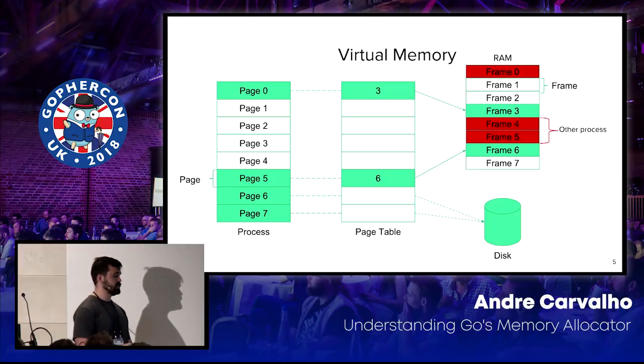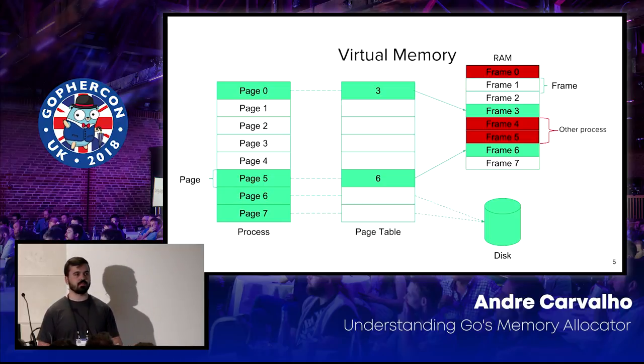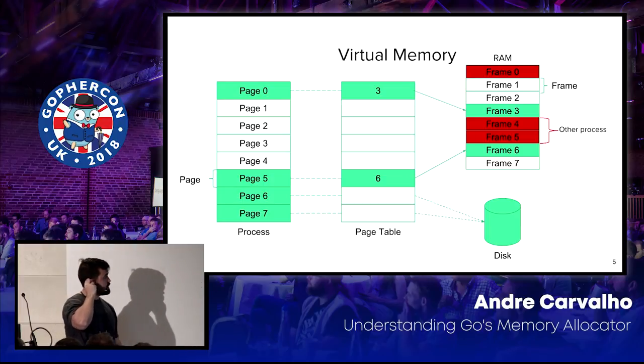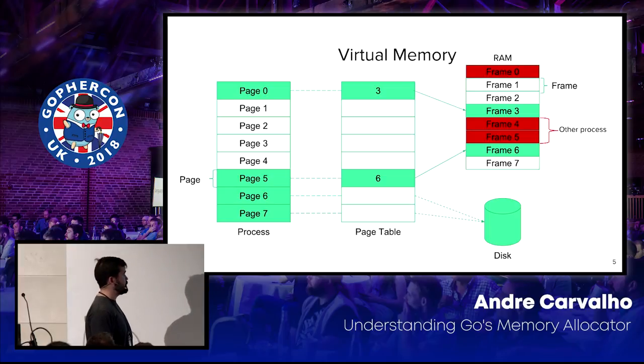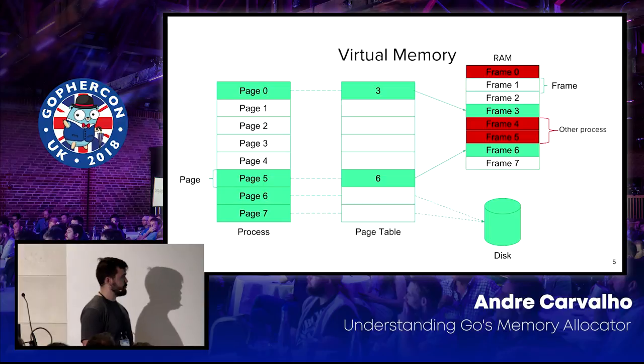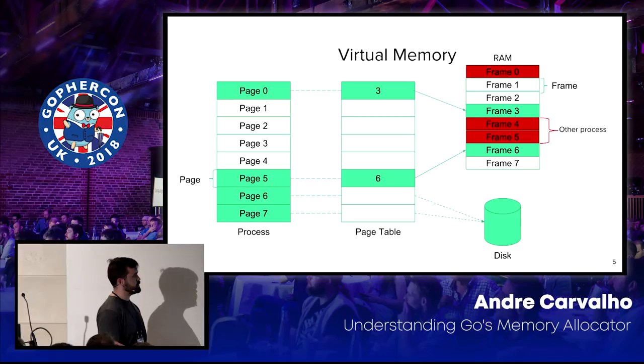And each process has a corresponding page table, which handles the mapping between virtual pages and physical memory frames. Here we can see that page 0 is mapped to frame 3 of the physical memory. We can also see that some of the memory frames on the physical memory are associated with other processes, so they are never going to be mapped on our page table. And we can also see some of the pages, like page 6 and 7, are missing a corresponding entry on the page table.